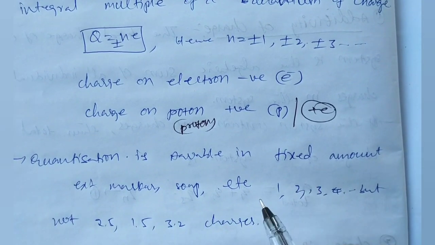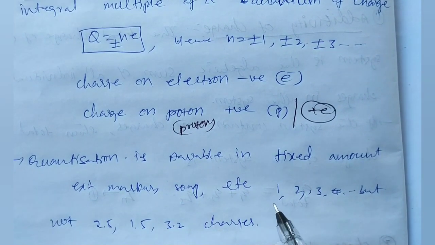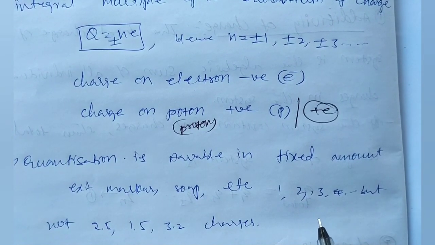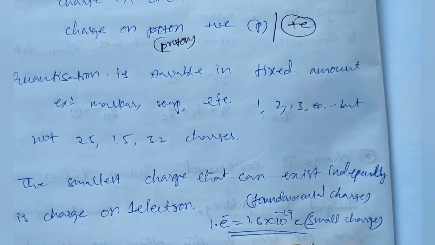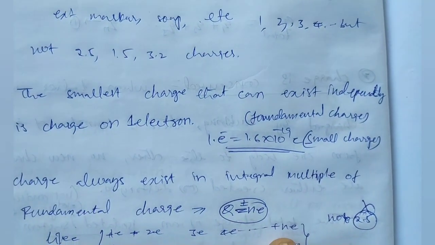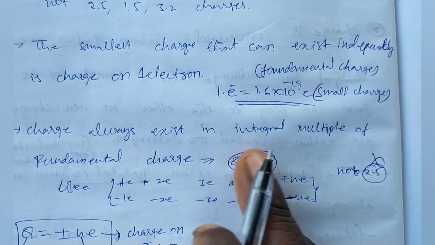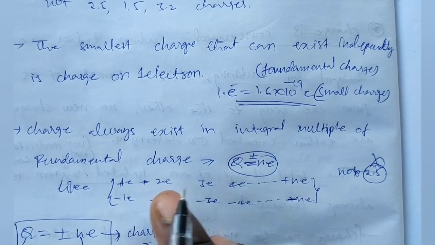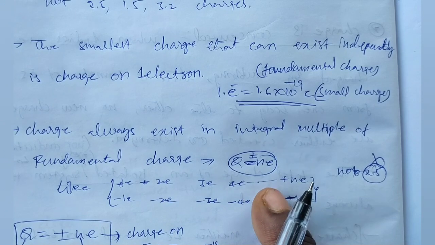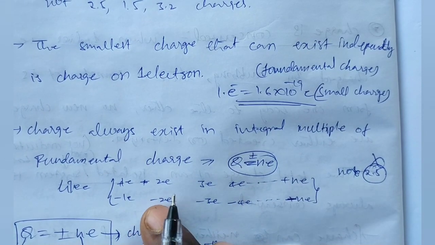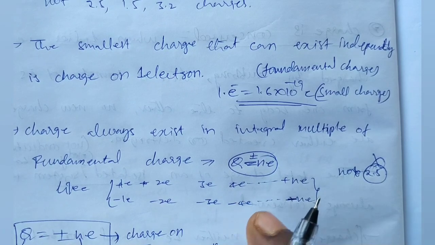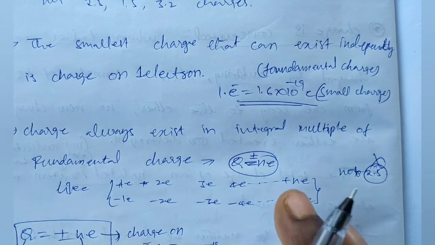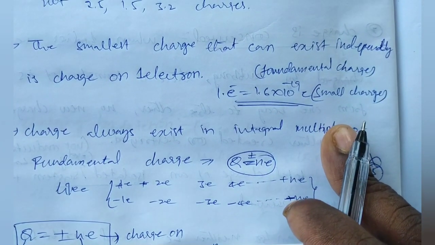Quantization is available as a fixed amount of mass, like markers and soaps in a market. There is a fixed amount, 1 or 2. That is the quantization of the charge. The charge always exists as an integral multiple of the fundamental charge. That is Q is equal to plus or minus Ne, that means 1E, 2E, 4E, 5E. Positive or negative charge carriers can occur, and the net charge of a body is an integral multiple. That means quantization of the charge: a fixed amount of charge carriers can be formed.